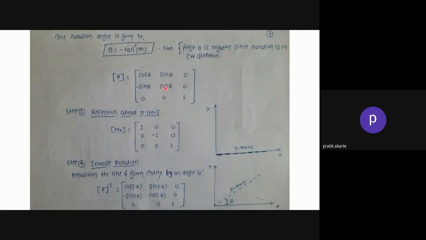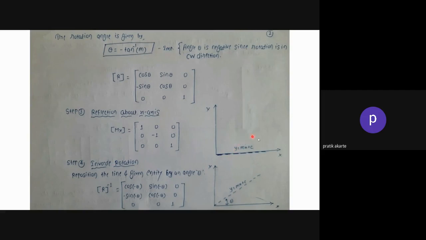Right? So we use this rotational formula: cos theta, sin theta, minus sin theta, cos theta, 0 and 0, 0, 1. If the rotation is clockwise, you will be taking this theta as negative. Now after rotation, you can see that the line is coinciding with the x-axis. Previously the line was over here. We have translated it so that it passes through the origin, and then we have rotated it so that it coincides with the x-axis.